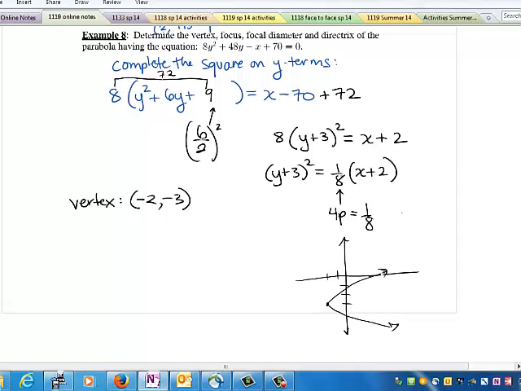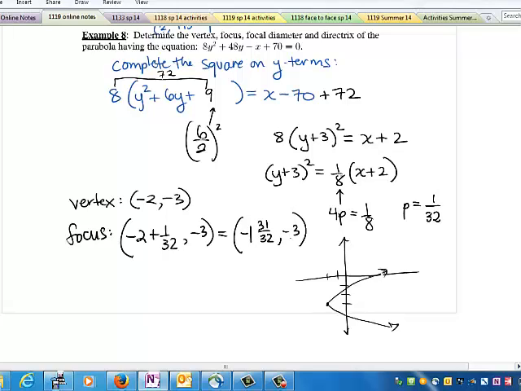Because p is positive, let's figure out what p actually is. So p would be 1/32 if we divide both sides by 4. So we want to move that direction to the right of the vertex to find the focus. So we want to add that to our x coordinate. So let's say -2 plus 1/32, -3. If we want to rewrite that, so -1 and 31/32, -3 would be our focus.